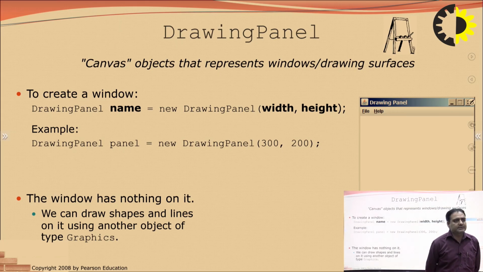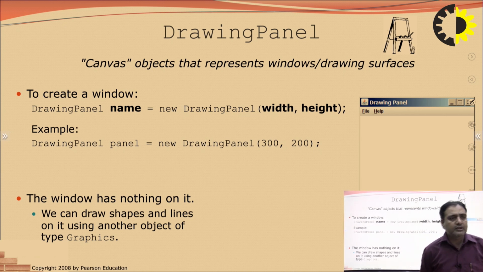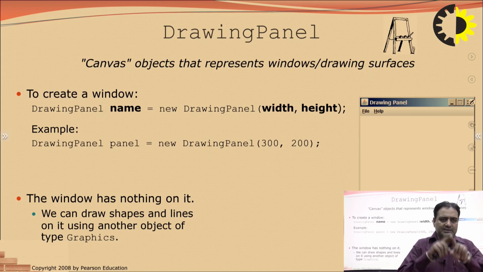DrawingPanel is a class name, and the name is an object, new. Here DrawingPanel means two parameters must be available, width and height. Here the width is 300 and the height is 200. If we change the parameters, that is 400 or 600 or 150 or 50, then the size of the drawing panel is changed.